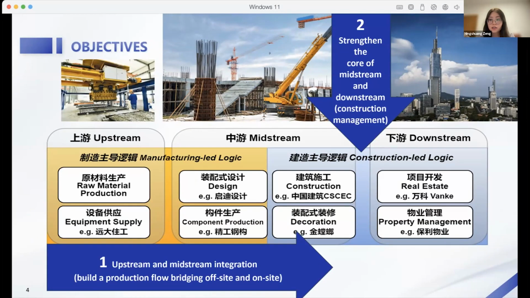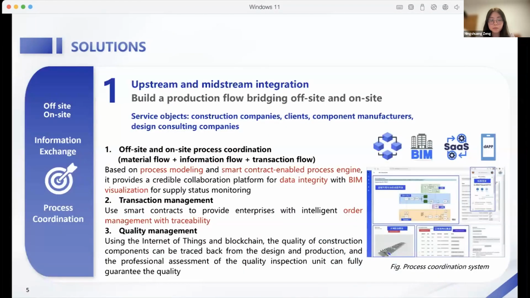As you can see here, in the upstream of the chain, there is the manufacturing lead logic, and the midstream and downstream is about the construction lead logic. There are two types of logics underlying. And so we need first to bridge the offsite production and onsite construction and to build upstream and midstream integration. And second, we need to strengthen the core of the midstream and downstream, which means enhance the construction management. And you can see some Chinese words here, which are the names of the Chinese companies.